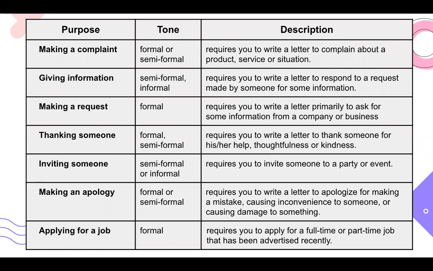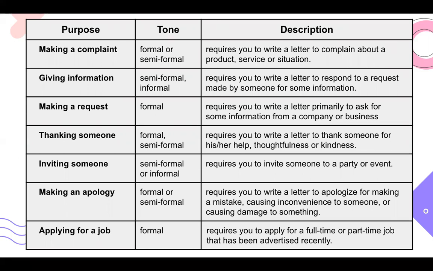Okay, next one is to make an apology. This could be formal or semi-formal. It requires you to write a letter to apologize for making a mistake, causing inconvenience to someone, or causing damage to something. Here's an example of this. One person wrote a letter where a young person, just a teenager, who was looking after somebody's property, damaged something while they were in the property. So this person wrote to make an apology to the owner of the property.